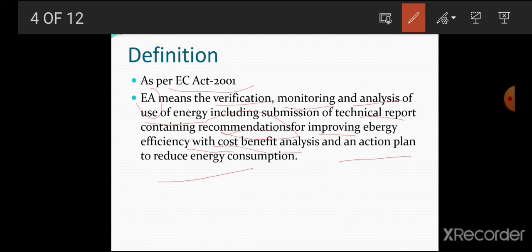So if we want to save some energy, ultimately your cost should be benefited. So if cost is not benefited, then you are not motivated or interested in saving the energy. So this cost benefit analysis is also done, and then an action plan should be prepared, that is, which actions should be taken to implement this energy consumption reduction.